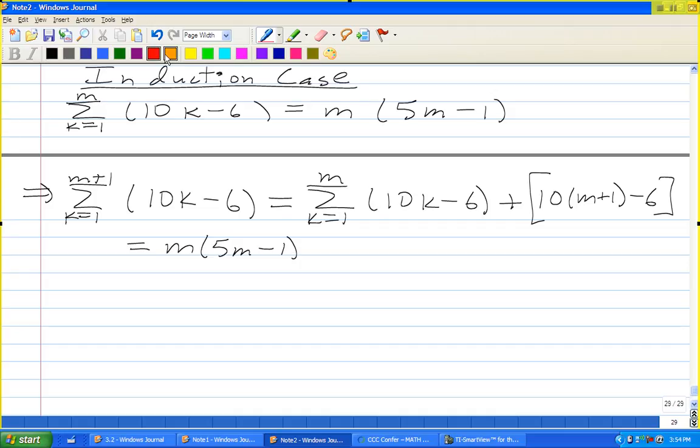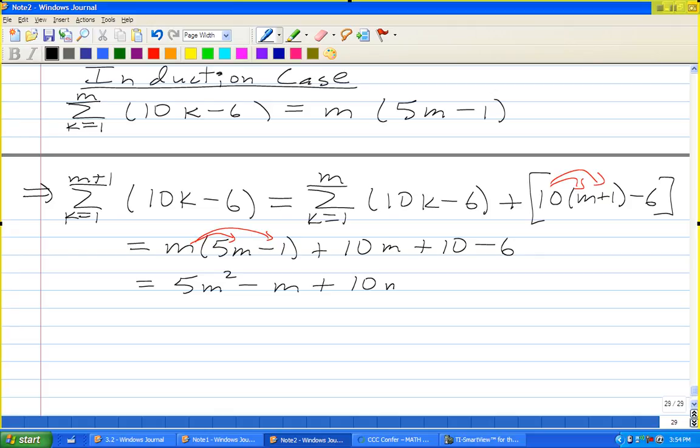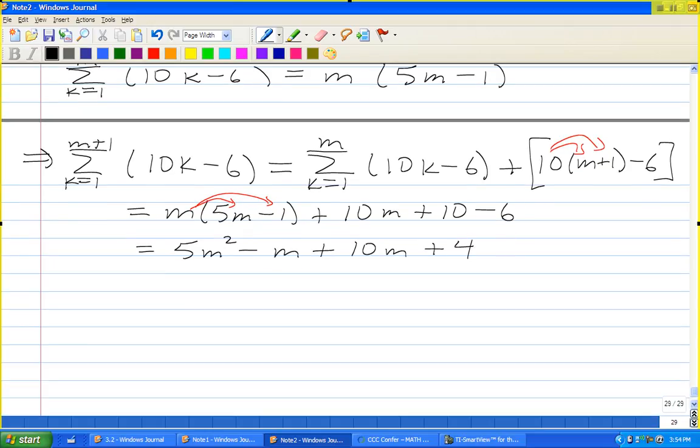Multiply the 10 inside the parentheses. So this is 10m plus 10 minus 6. Multiply the m inside the parentheses. So this is 5m squared minus m plus 10m plus 4. So this is equal to 5m squared plus 9m plus 4.